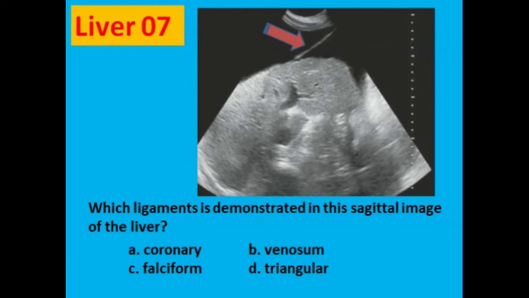First of all, the falciform ligament attaches the liver to the anterior abdominal wall, extending from the diaphragm to the umbilicus. The ligamentum venosum separates the left lobe of the liver from the caudate lobe. The triangular ligament is the most lateral portion of the coronary ligament, which connects the liver to the diaphragm.